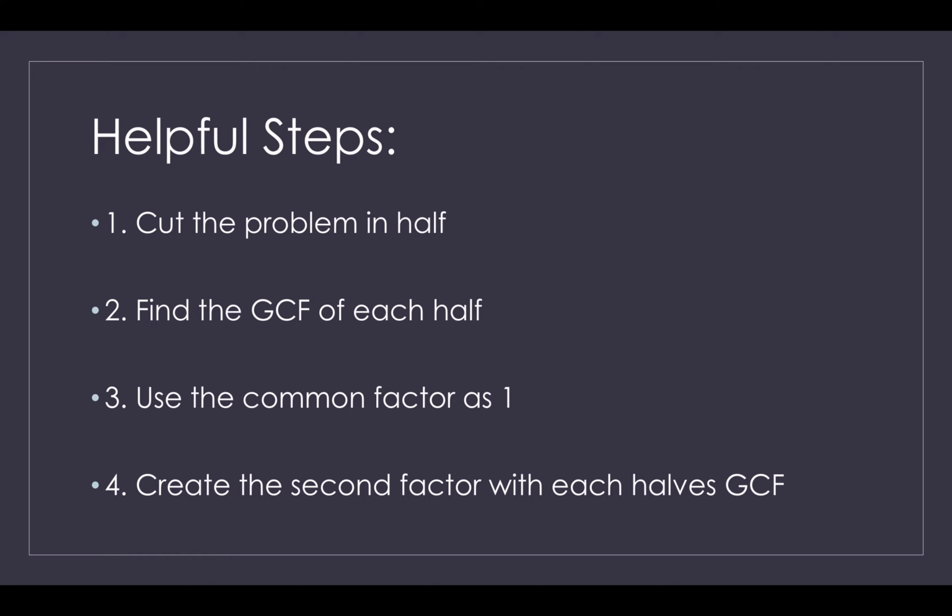The first step is you're going to cut the problem in half. Second step is you find the GCF of each of those halves. Then you'll find your common factor and create it as one factor together. And lastly, you'll create the second factor with each of your halves of the GCF.